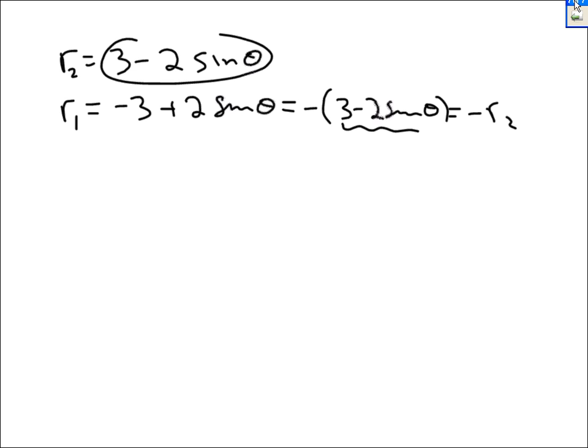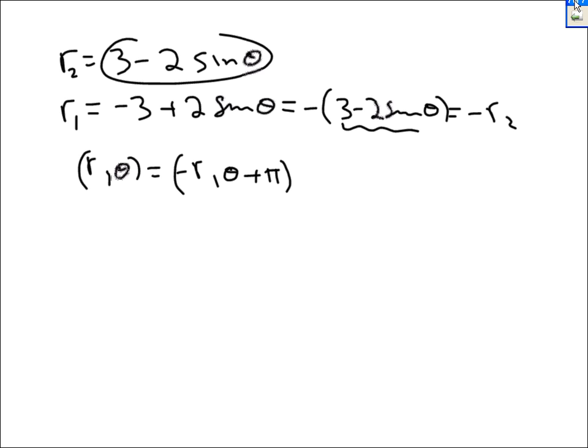But you have to be a little bit careful. They might still intersect. If the angles differ by pi, then the r's will differ by a sign. Remember that (r, theta) is equal to (negative r, theta plus pi). Those are equal to one another. So let's just try 0 and pi.